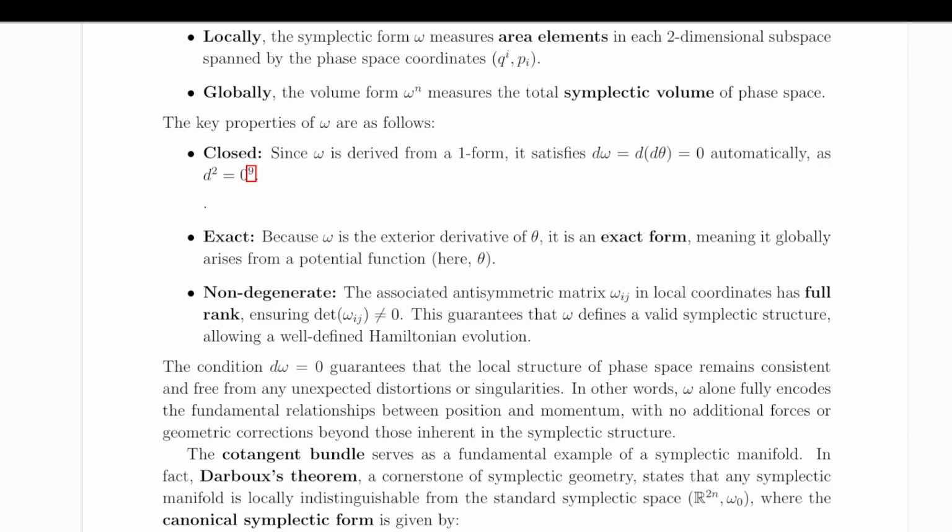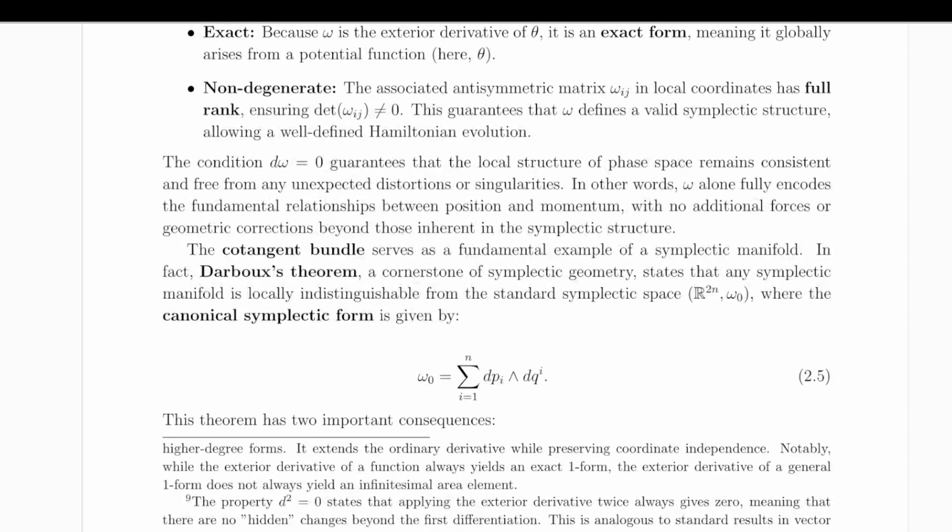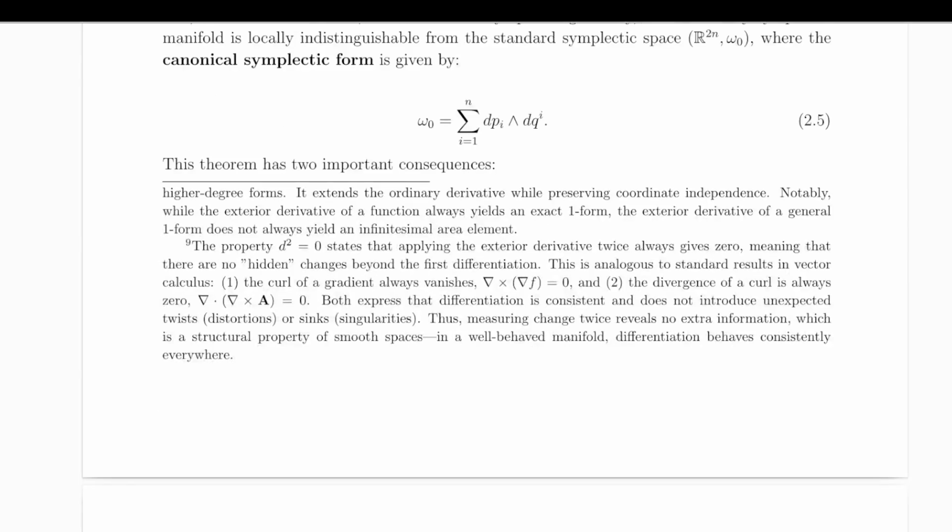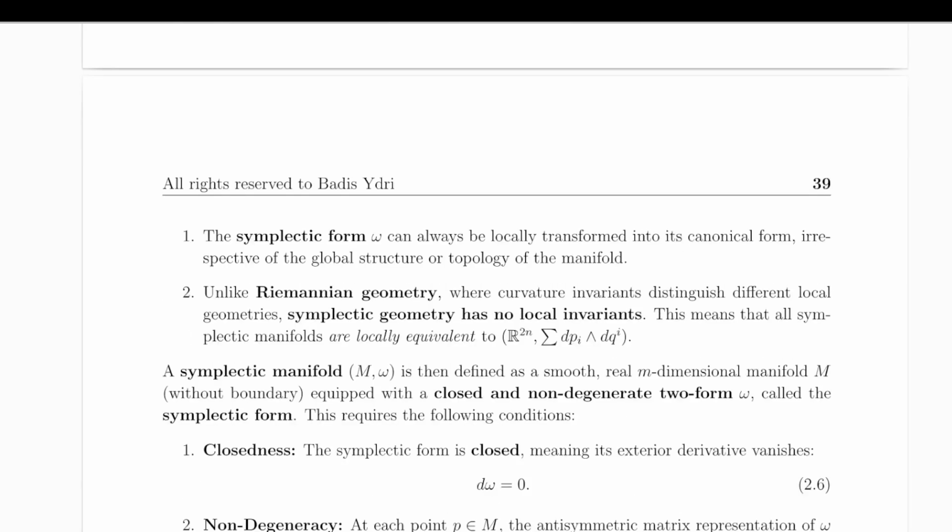An extraordinary result of symplectic geometry is Darboux's theorem. It states that all symplectic manifolds are locally equivalent. No matter how complicated their global structure may be, locally the symplectic form omega can always be written in the standard flat form. Explicitly, in local coordinates, omega equals the sum over i from 1 to n of dp_i wedge dq^i. Thus, symplectic geometry has no local curvature invariance. Only the global properties distinguish different symplectic manifolds.